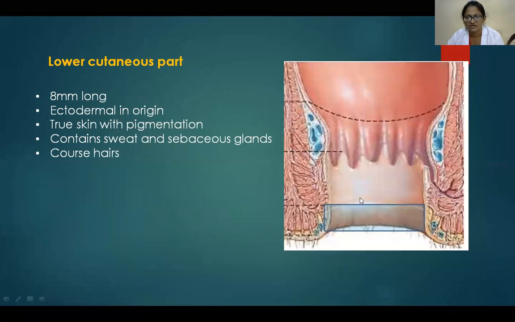Next, coming to the lower cutaneous part. This lower cutaneous part is nearly 8 millimeters long. It is ectodermal in origin, whereas the upper part is endodermal in origin.